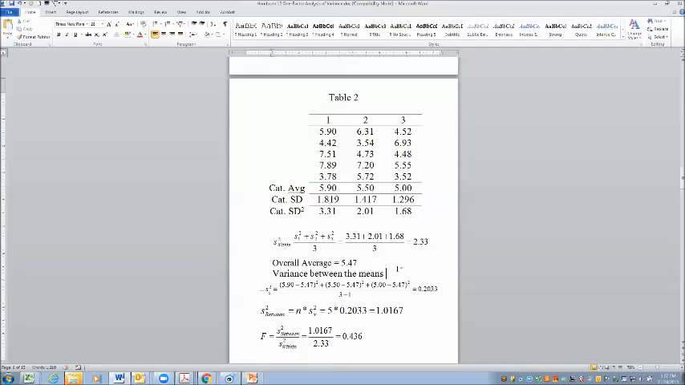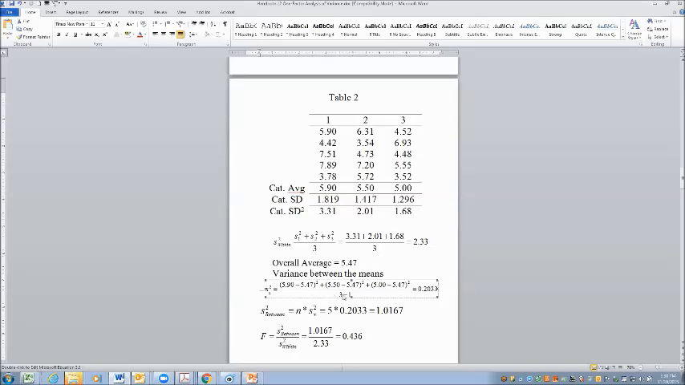Now, to get the variability between columns, I need the overall average. If I were to take the overall average of all 15 of these values, we would get an overall average of 5.47. I could then come up with the variability between columns by looking at the variance of these three average values about the overall average. So we'll go all the way back to what we did at the very beginning of the semester of taking each value we observed minus the overall average and squaring it. So we're going to come up with the sum of the squared deviations, and we're going to divide by n minus 1.